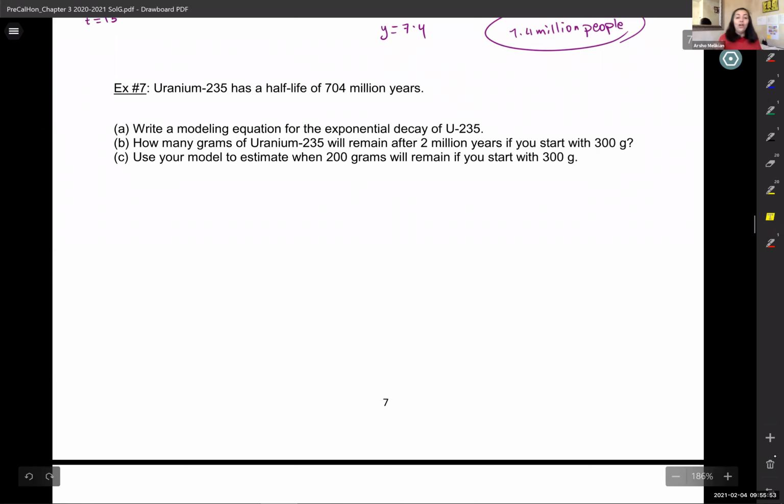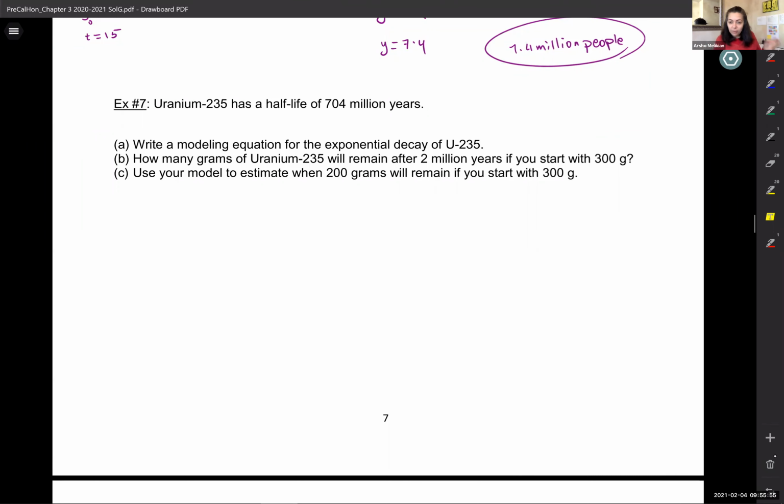Okay, so uranium-235. This is an isotope of uranium. It has a half-life of 704 million years. What does it mean it has a half-life? That means if you have this much uranium and the half-life is 704 million years, in 704 million years, half of this will have decayed. In another 704 million years, half of what remains will have decayed. In another 704 million, half of that, until eventually it all decays. That's what half-life means.